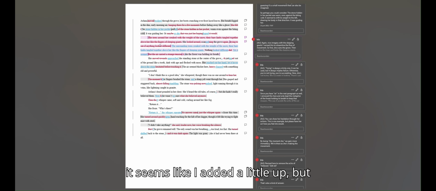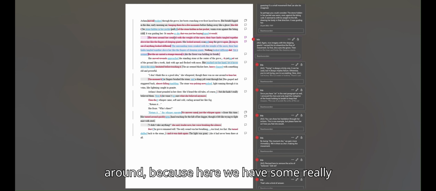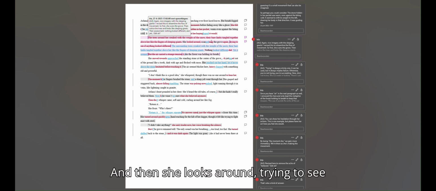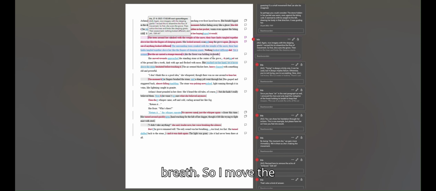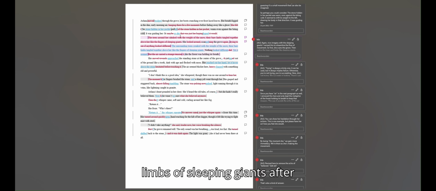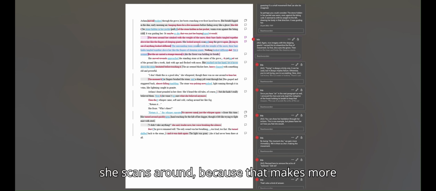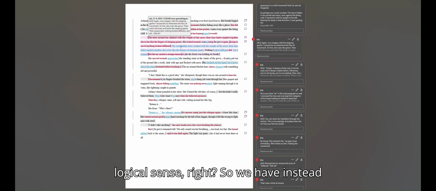Then this seems like I edited a lot, but what I actually did is move sentences around, because here we have some really nice imagery of the trees and the branches and the limbs tangling together. And then she looks around, trying to see if anything looks different. Nothing does, and then the air carries a strange tension, like the forest holding its breath. So I moved that first sentence about the trees and the limbs of sleeping giants after she scans around, because that makes more logical sense, right?